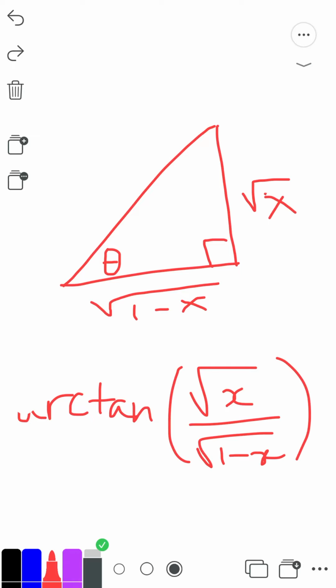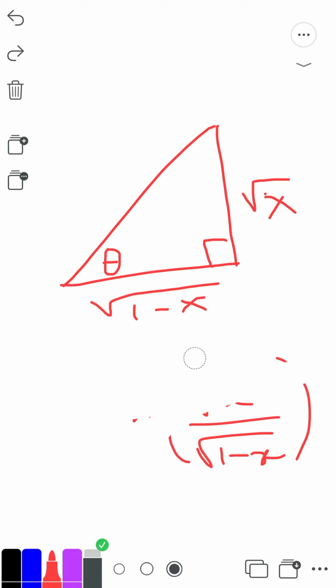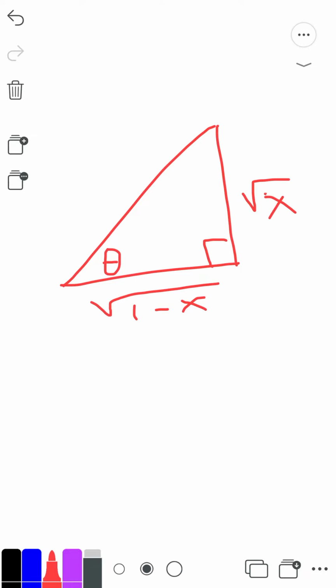Alright, and then, so now we have arctangent of square root of x over square root of 1 minus x is theta. That means tangent of theta is square root of x over square root of 1 minus x. And then what is this side? This hypotenuse, well, that's easy to find. Just use the Pythagorean theorem. The square root of x, everything squared, plus the square root of 1 minus x, everything squared, is x squared, and then take the square root of that is x.